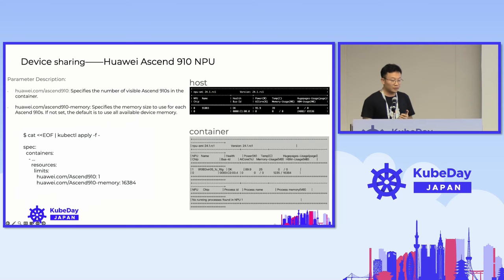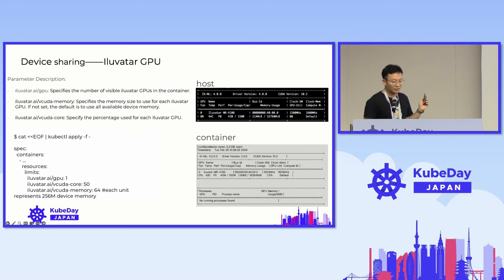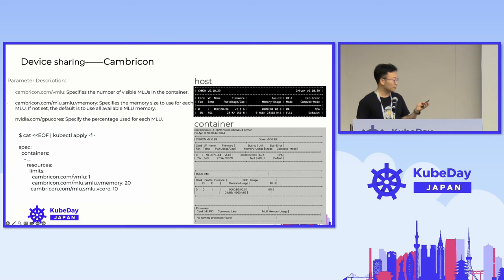Okay, so besides NVIDIA, Huawei has similar effects, so I won't get into the detail. Sharing is achieved through NPU virtualization, which is a technology similar to NVIDIA's. HAMi also supports GPU sharing on other vendors' devices, and support for Intel, AMD, and Google GPUs is on our roadmap.